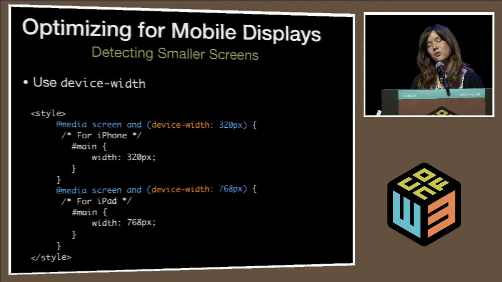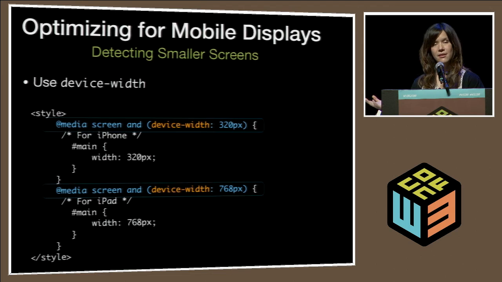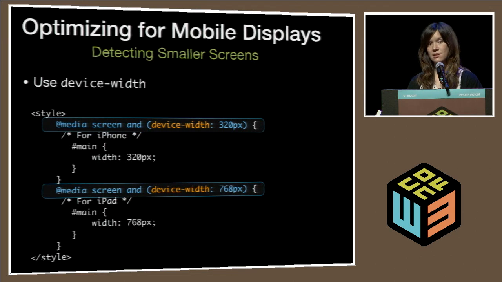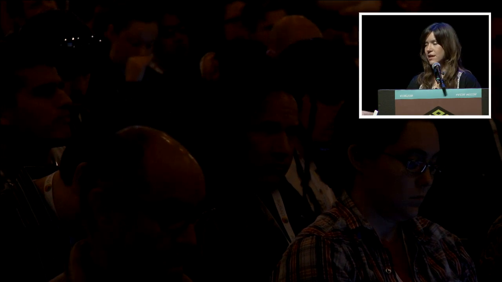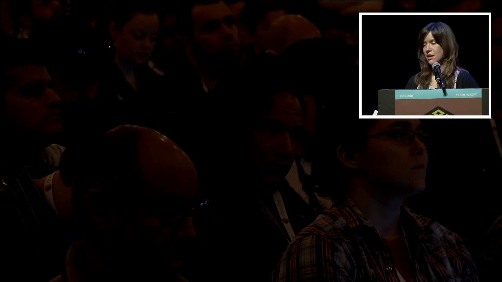And some useful media queries for mobile devices, there's device width, which allows us to detect smaller screens. So I can detect an iPhone by querying for device width equals 320, and an iPad by checking device width equals 768. Device width also has min and max variants that you can use as well. So this is very handy for detecting a specific screen size.